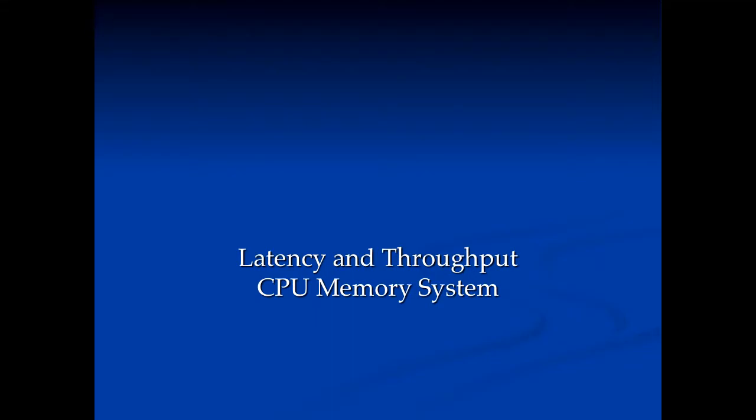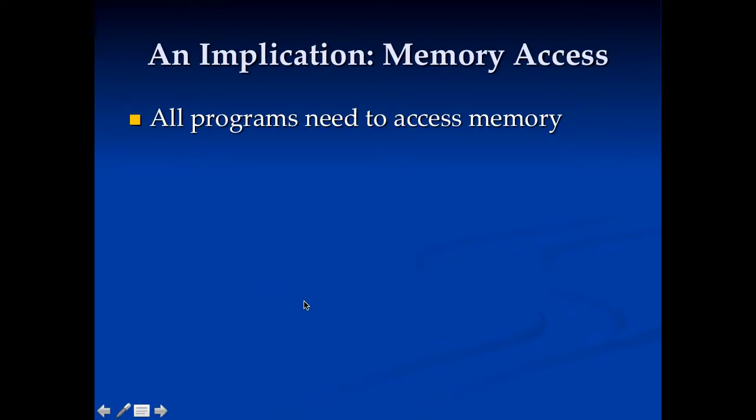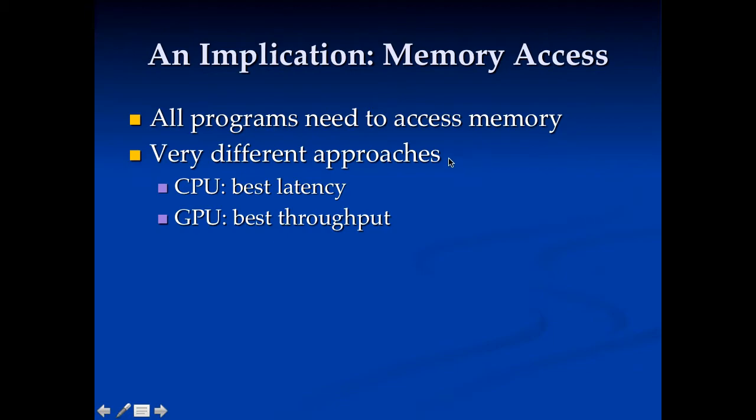Let's take a look at how latency and throughput come together in the memory system. And we're going to start out by looking at the memory system of a CPU. So when we look at latency and throughput, memory access is going to be a big issue. All programs need to access memory, but they have very different approaches depending on the type of hardware. As we've seen before, CPUs are focused on latency, GPUs on throughput.